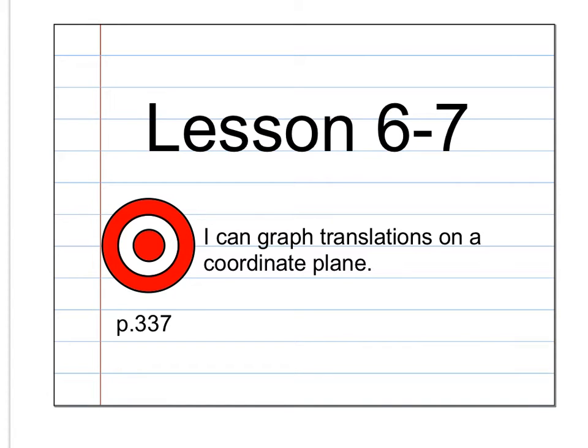Welcome to Lesson 6-7. I can graph translations on a coordinate plane. Starting on page 337 of your Glencoe Course 3 textbook, you are going to want to make sure you have graph paper and some notes. There are some linked to your classroom website, so please access those and get ready before you start this one.